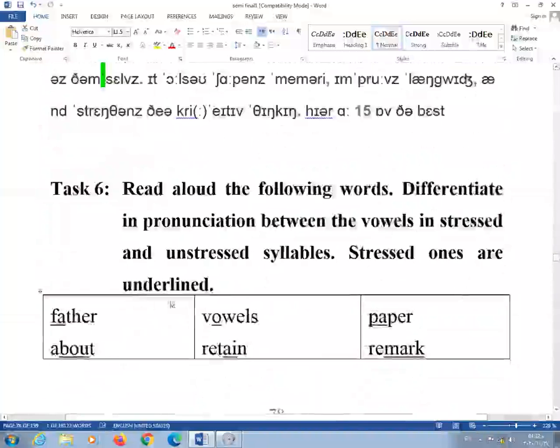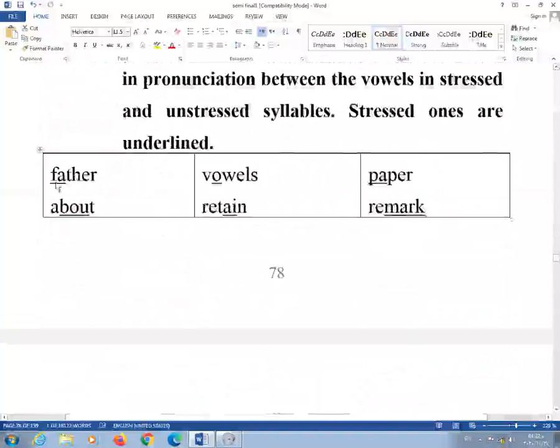Stressed ones are underlined. Look at this. Father. Father. Look at the vowel here. Longer, stronger, and louder than the other. Okay. About. Vowels. What's the stressed syllable here? Vow. Okay. And old, unstressed. Retain. What's the stressed syllable here? Tain. How about the vowel? The vowel is longer and stronger than the vowel in the first syllable.